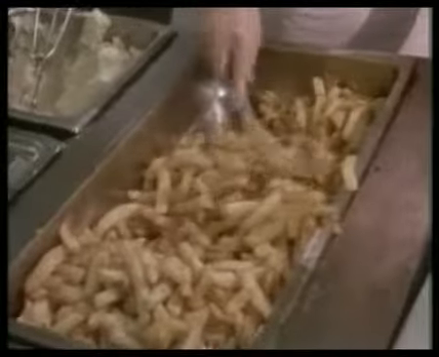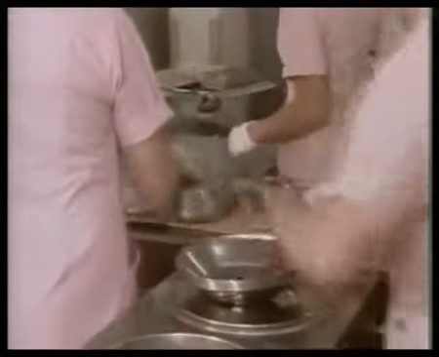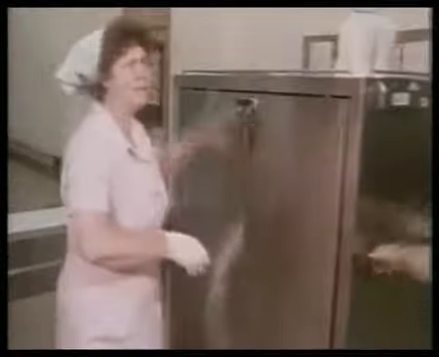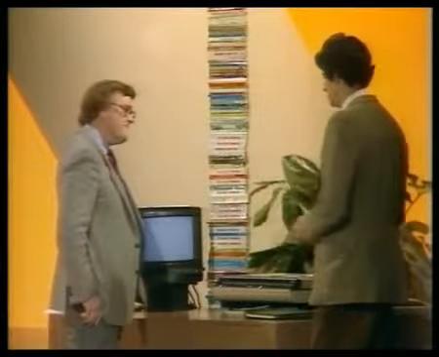At this hospital, they've had the computer system running for just 2 years, and it's paid for itself over and over again. It's now being installed at hospitals all over the country, and that means savings of hundreds of thousands of pounds of taxpayers' money every year. Obviously a tremendously valuable thing for any hospital to have.